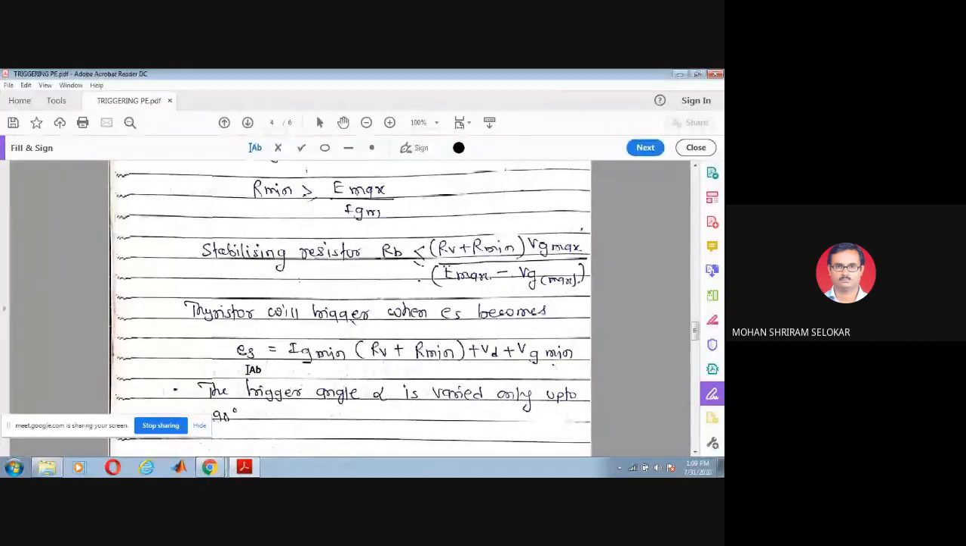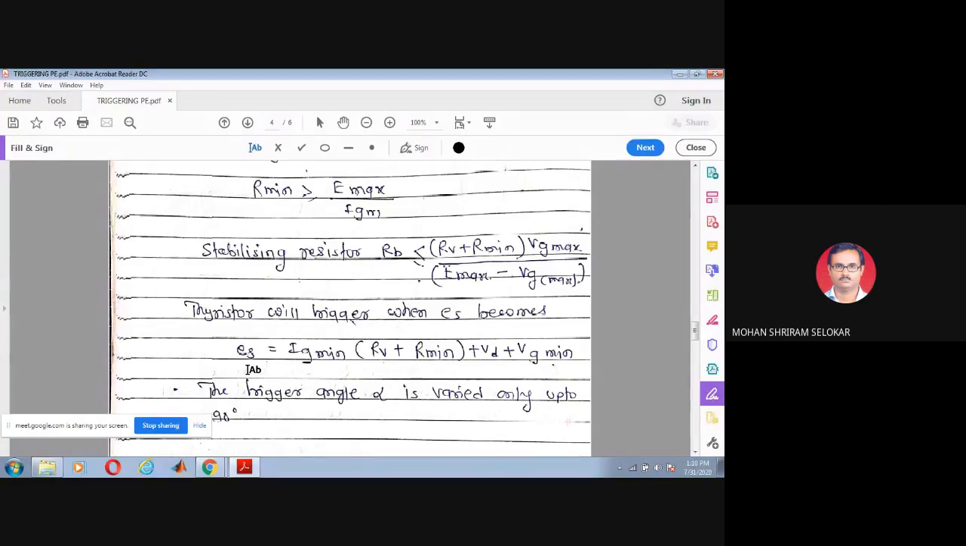degree. Again, I am saying that exact 0 degree is not possible, because we are connecting one limiting resistor Rmin in the circuit. There will be some drop across the Rmin even though RV equal to 0. That's why I am saying that the delay angle alpha achieved maximum is 90 degree. So are you agree with this?